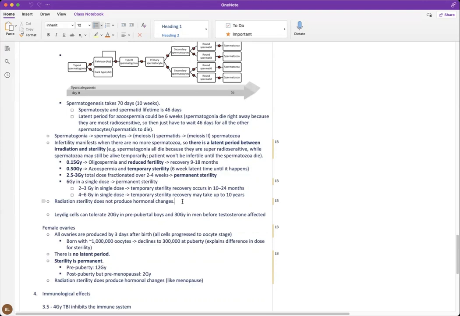Radiation sterility does not produce hormonal changes. So I think this is important, or if patients ask, because for testosterone production and things like that, you have adrenals and other parts of the body.